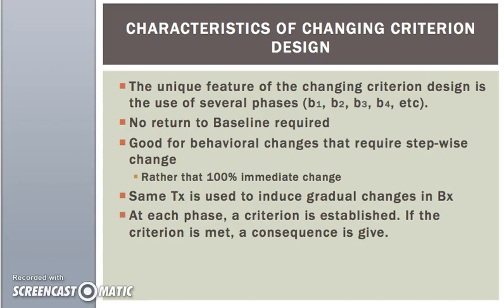Typically what we do is the criterion is raised, so the minimum or maximum amount of behavior is changed in a stepwise fashion, and people have to either behave above or below that criterion. At each phase, the criterion is established, and if the criterion is met, then a consequence is given. So they earn reinforcers for meeting their goals, and they may have positive or negative punishers that they have to engage in if they don't meet their goal.